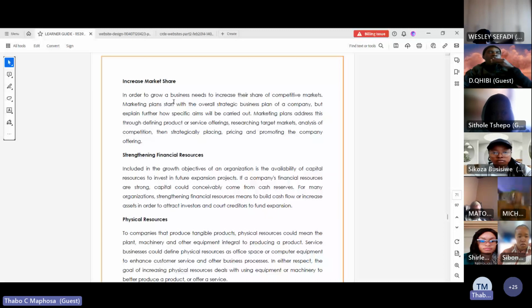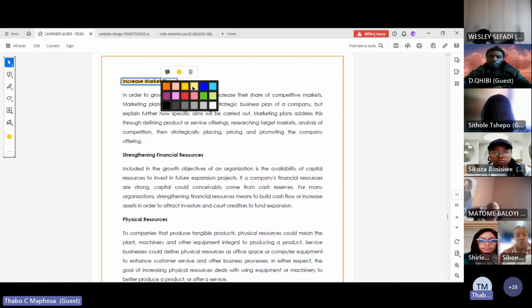Now, increasing market share is simply, in order to grow, a business needs to increase its share of the competitive markets. Marketing plans start with the overall strategic business plan of a company, but explain further how specific aims will be carried out. Marketing plans address this through defining product and service offerings. So anyway, a business needs to increase its market share or its presence in the market. That's what a business needs to do.